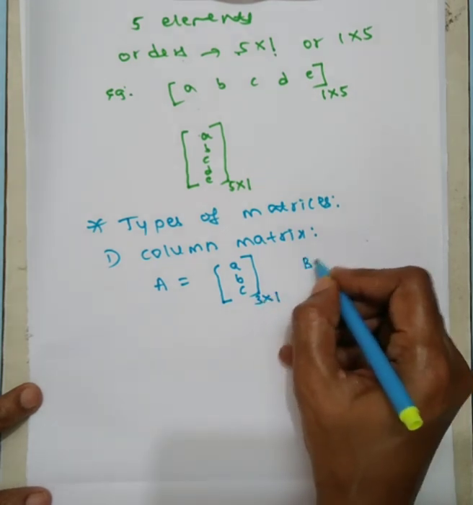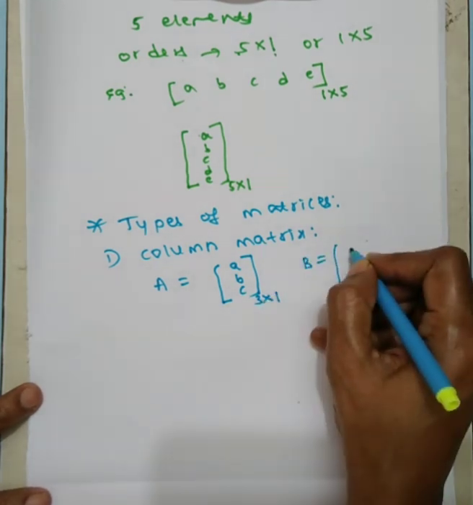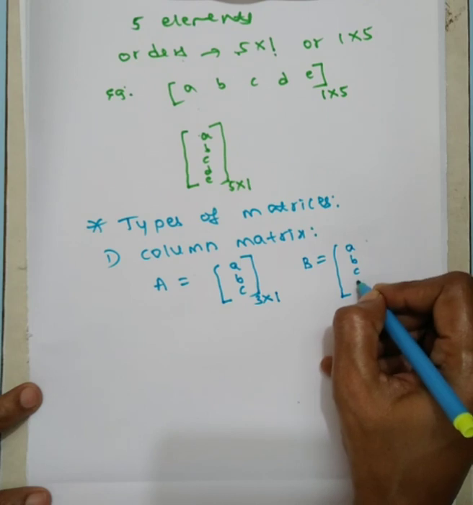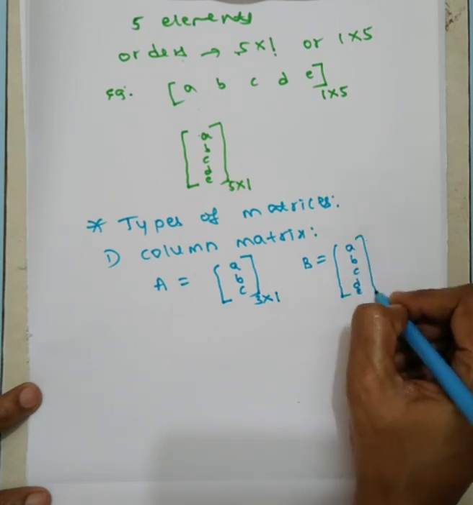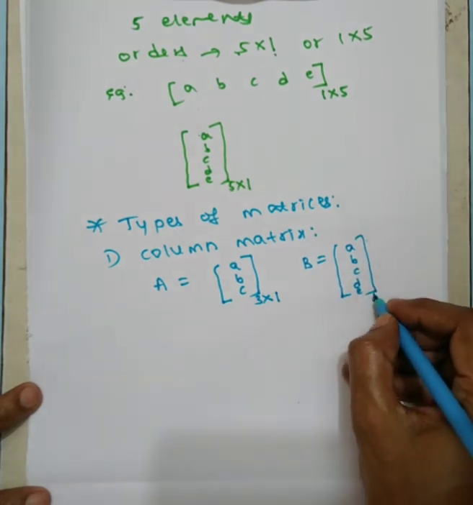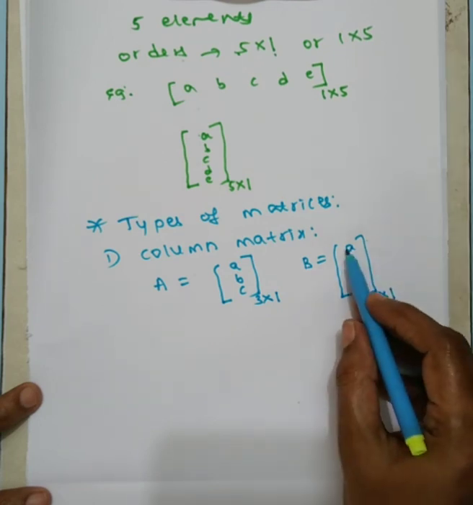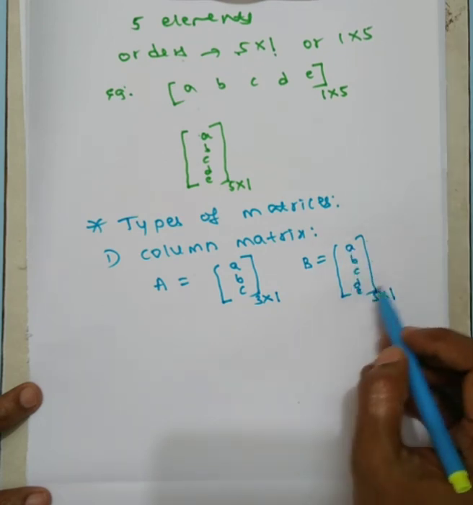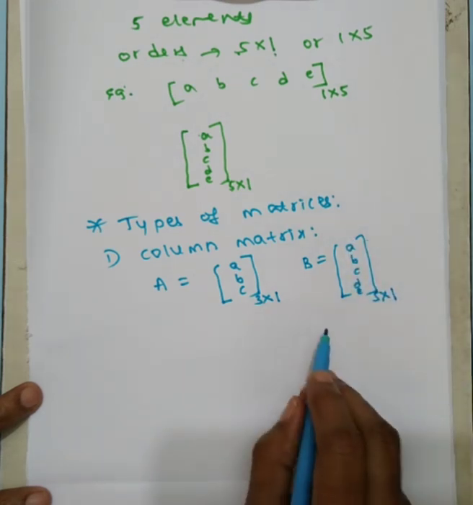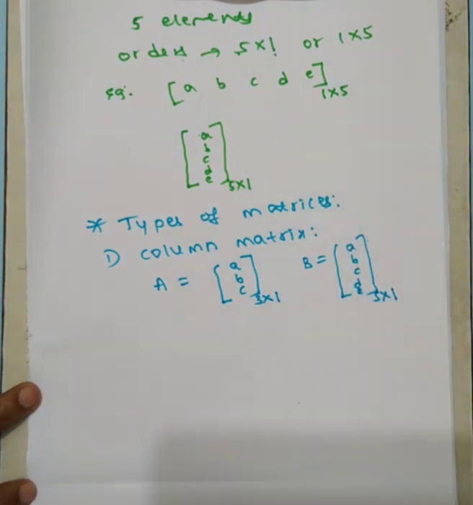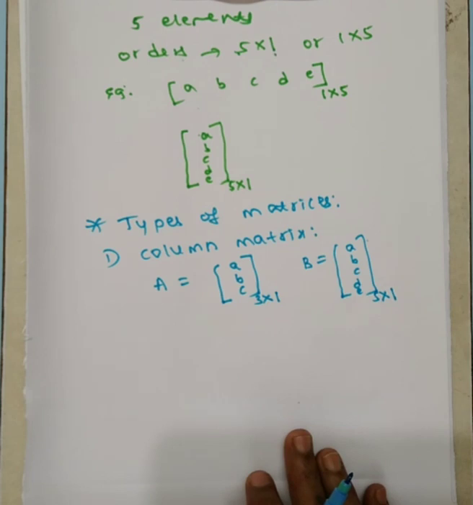Now let us take one more example here. Now suppose here A, B, C, D and E. Now what is the order of this matrix? 5 by 1. See, 1, 2, 3, 4, 5. So 5 rows are there, but the number of columns is only 1. So therefore, a column matrix means what? A matrix having only one column.